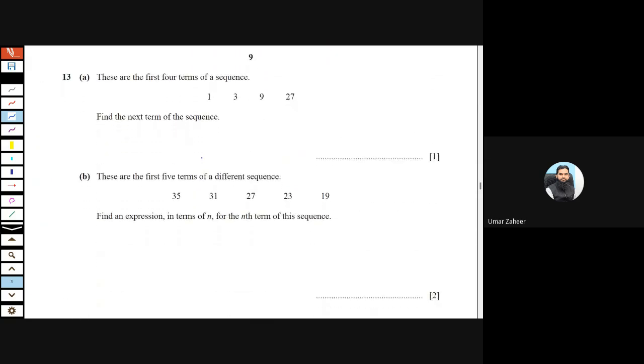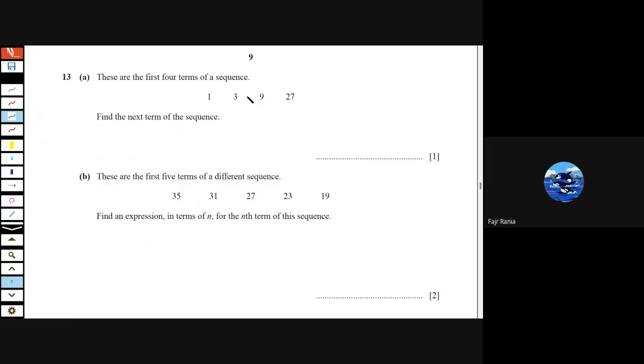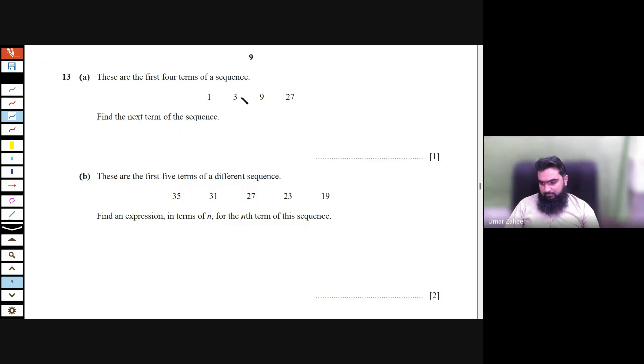All right. Next, we have question number 13. It says that these are the first 4 terms of a sequence. You need to find the next term. It is 1, 3, 9, 27. Yes, Fajar? Is it 30? Next term is not 30.